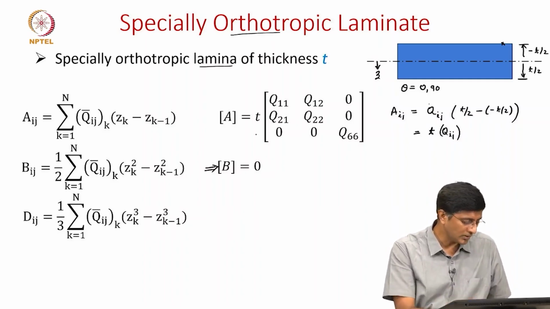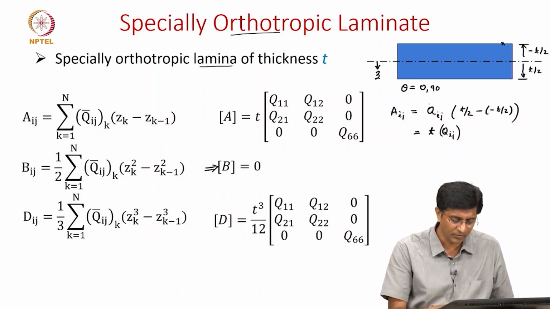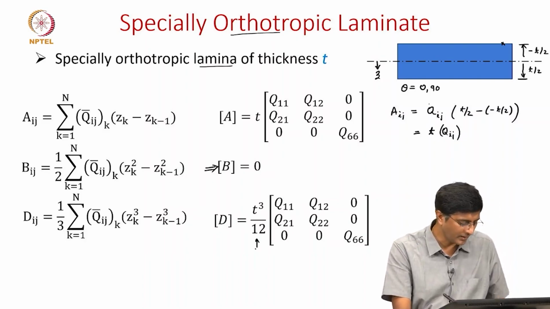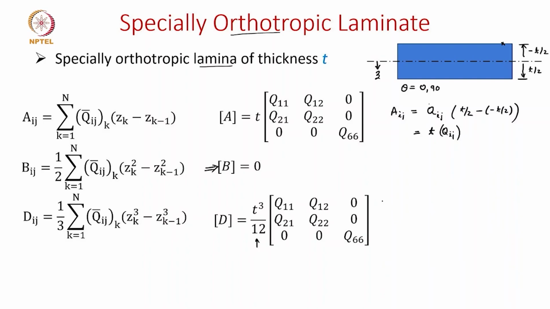Okay. Now let's move to the D matrix and see how we can write it for this laminate. Again, we notice that the Q matrix remains the same. The only difference is here. And again, from this equation, let's see how we got this T cube by 12. So again, Dij is written as Qij times, for the bottom surface, Zk, which is T by 2 whole cube, minus, for the top surface, minus T by 2 whole cube. Yeah, I should add a 1/3 here.